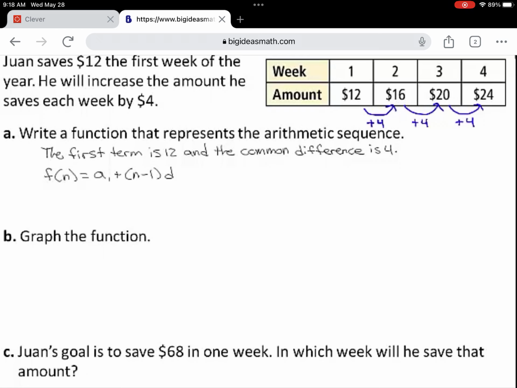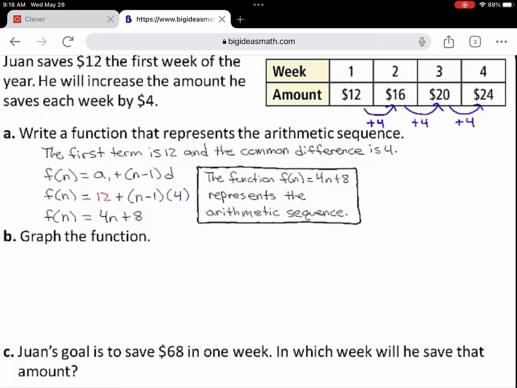Substitute 12 for a sub 1 and 4 for d. F of n equals 12 plus the quantity n minus 1 times 4, which simplifies to f of n equals 4n plus 8. So the function f of n equals 4n plus 8 represents the arithmetic sequence.